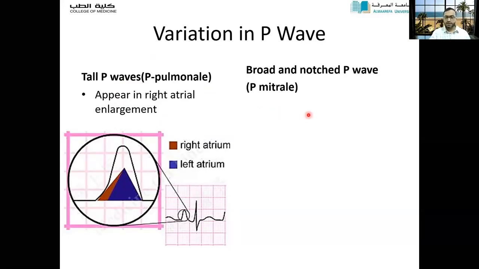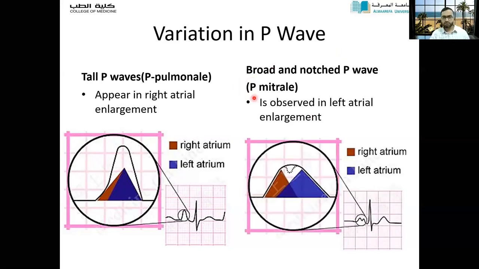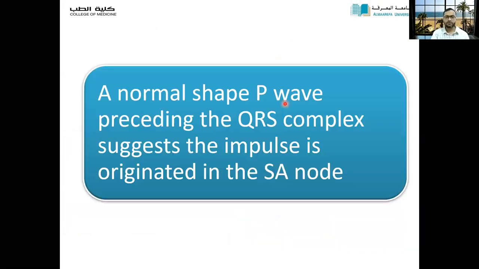Another variation in the shape of the P wave is a broad and notched P wave, which is also known as P mitral. And this is commonly seen in left atrial enlargement. So here, the right-sided half of the P wave is taking more time, and this results in notching of the P wave. This is known as P mitral, as it is associated with the left side, the mitral valve, and one of the reasons is mitral stenosis. That's why it's labeled as P mitral. So these are some of the variations in the P wave.